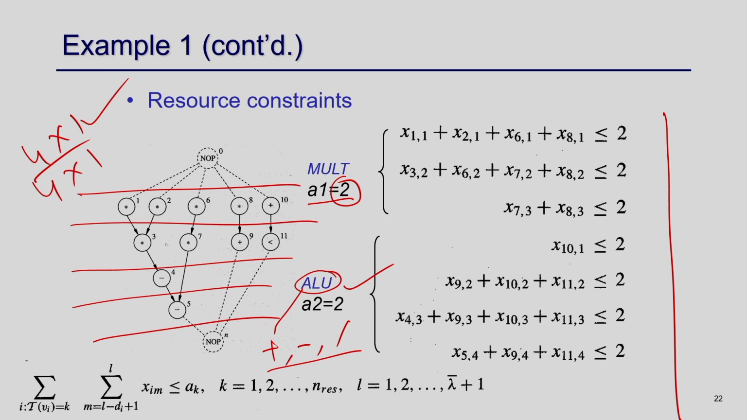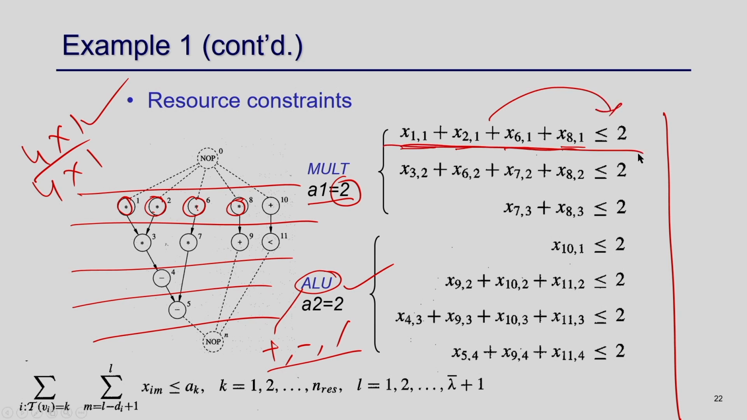Some of the constraints may not be feasible, and we will discuss that. For example, let us take the multiplier. In timestamp 1, how many multiplications are possible? These 4, because they can execute in timestamp 1. They are given by x 1 1, x 2 1, x 6 1 and x 8 1, which means operation 6 can execute in timestamp 1. Although there are 4 possibilities, since the resource bound is 2, only 2 of them can run in timestamp 1, and that is given by this constraint.